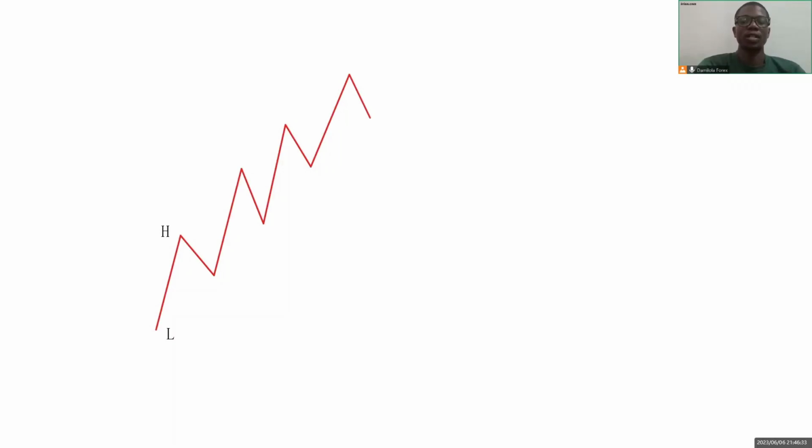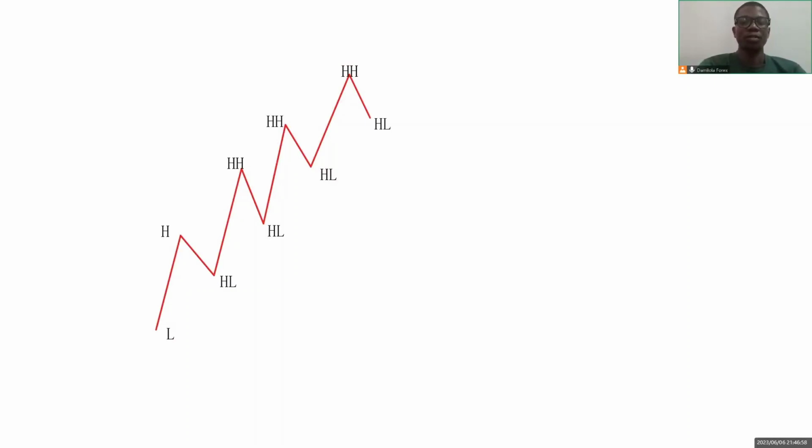So this is a low, this is a high. Then at this point right here, this is a higher low. At this point, this is a higher high. This is a higher low at this point. This is a higher low because it's higher than the previous low, and this is a higher high because it's higher than the previous high. So this is a higher high, higher low, higher high, and higher low.